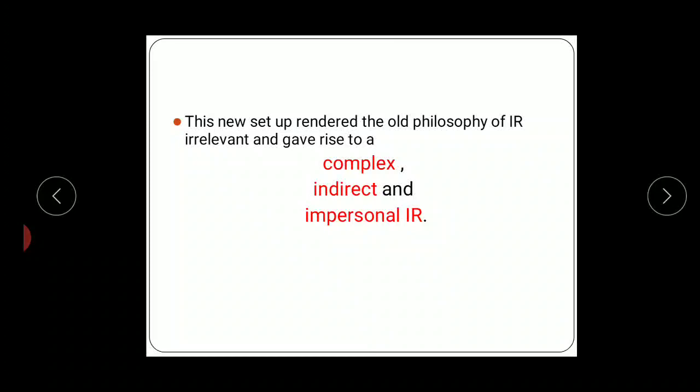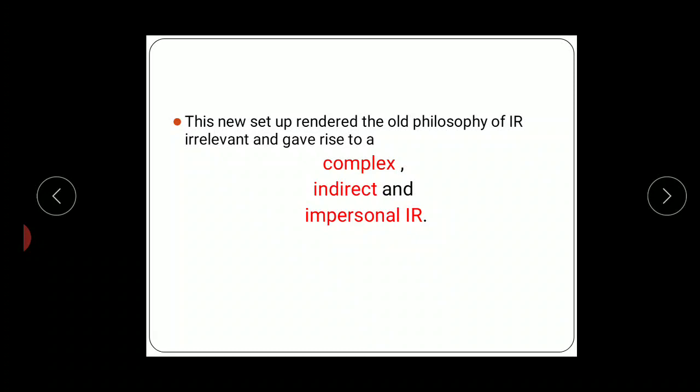So that is why these professional managers came into the scene and took up this charge. Now there is an indirect relationship between the owner and the employee. Whenever there is an indirect relationship, things get lost along the way, and then complications arise. So that's why the situation became complex. And impersonal, why impersonal? Because now you cannot directly go to the owner and say that I have this problem. No, there is a certain set of mechanisms and you have to follow that.